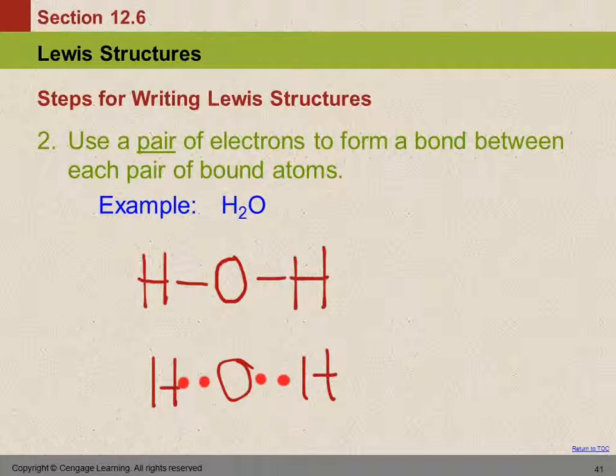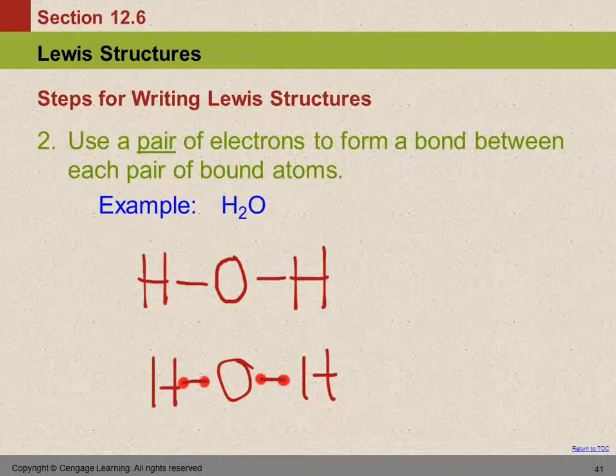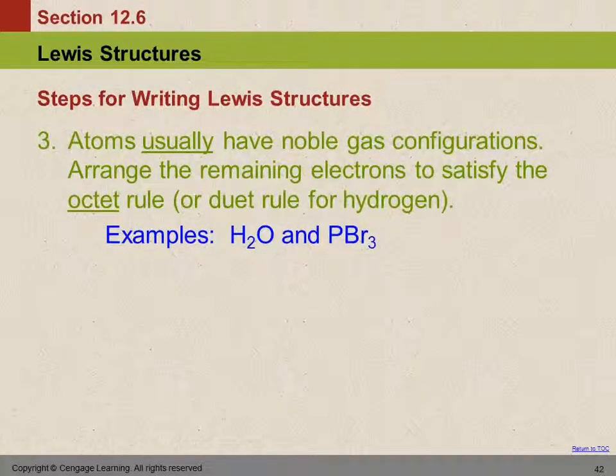So it's a pair of electrons, and they're both sharing, and so it's like we took and connected the dots. So a line is 2 electrons. Important to remember that. And then we need to remember that atoms usually have noble gas configurations, or 8 electrons around them, and so we're going to spread the rest of the dots around to make that happen.